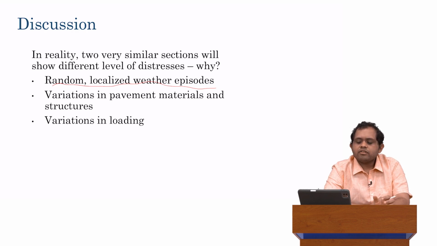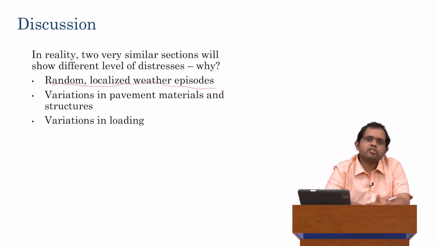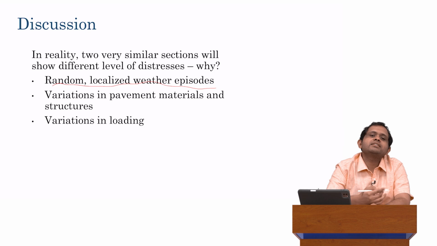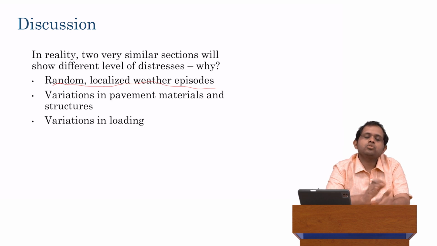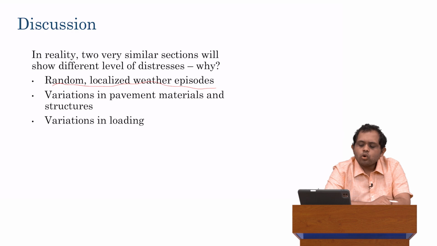So you can have very random localized weather episodes which can be difficult to capture in our input models, because at the end of the day, for the pavements in a particular area, as far as design is concerned, we assume they are undergoing the same type of climate. That is, we generally use the same climate information for a given location. We don't do a separate climate analysis for every little locality. So, due to random localized weather episodes, we can have some variability in the results. These random localized episodes will not be captured in the design.